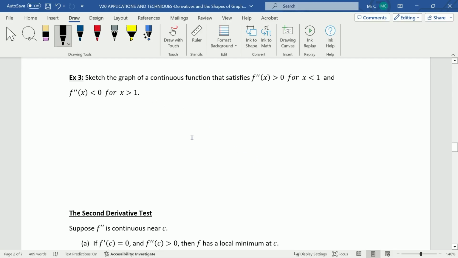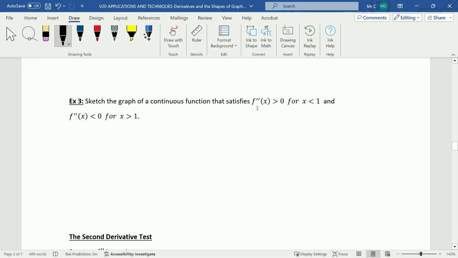Sketch the graph of a continuous function that satisfies f double prime is positive for x less than 1, and f double prime is negative for x greater than 1. And as before, the first thing you should do is translate this. f double prime is positive. What does that mean? Oh yeah, that means f is concave up. And f double prime is negative means, oh yeah, f is concave down.